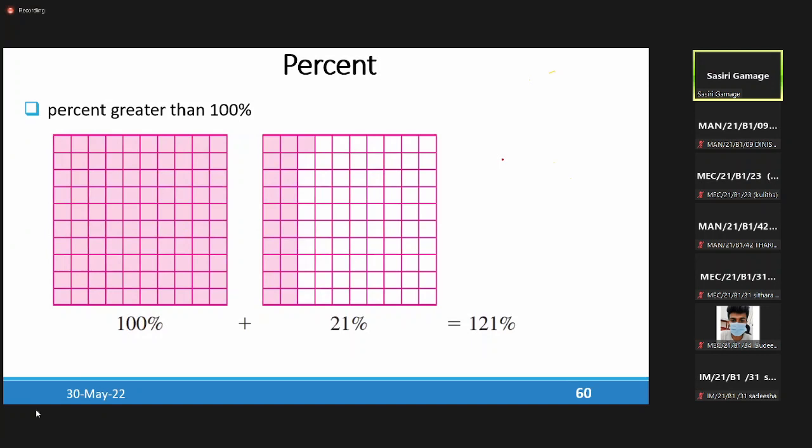Then percent is not limited to less than 100. We can go beyond 100 as well. Here you can see we have some area with 100% shaded. Then we have another area with 21% shaded. Okay. Then all together we can say that for this, 100 plus 21% is shaded, and that means 121% shaded.